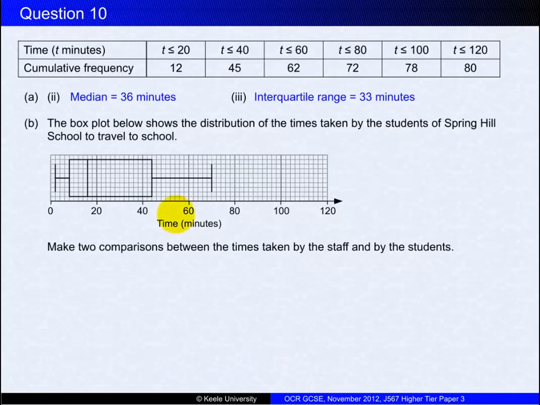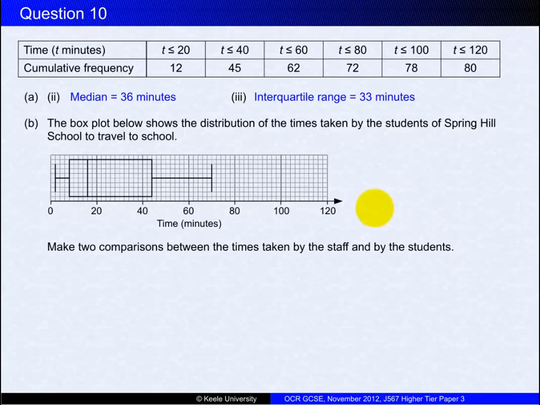Part B. The box plot below shows the distribution of the times taken by the students of Spring Hill School to travel to school. Make 2 comparisons between the times taken by the staff and by the students. When we're asked to make 2 comparisons between distributions, we should make 1 comment on the average and 1 comment on the spread.